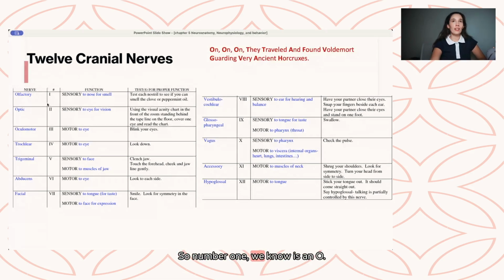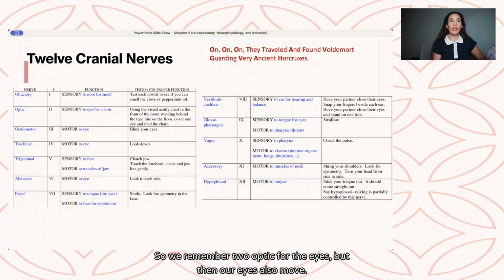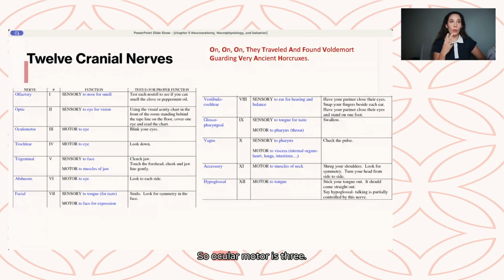So number 1, we know is an O. There's a couple O's though, so here's how we remember it. Olfactory is 1. You have one nose, and your one nose is olfactory. It's smell. Optic: you have 2 eyes, so your second is optic. And then you remember that your last O is oculomotor. We remember 2 optic for the eyes, but then our eyes also move. So oculomotor is 3.